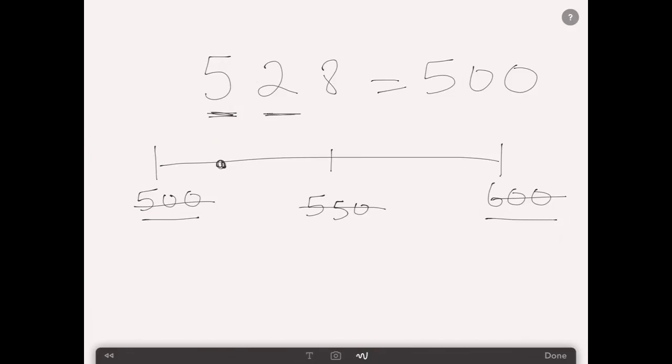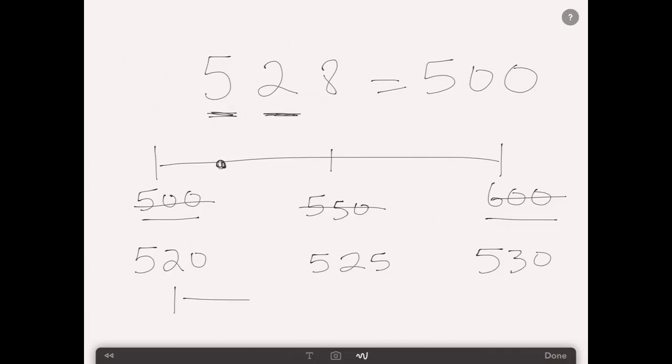Okay. In this same example, let's say that we're rounding to the nearest tens. So that would be the 2. Well, I know that the beginning of my number line would be 520. And remember, we're dealing with tens. So I would add 10 to 520 and I would get 530. And what's in between? Well, that would be 525.